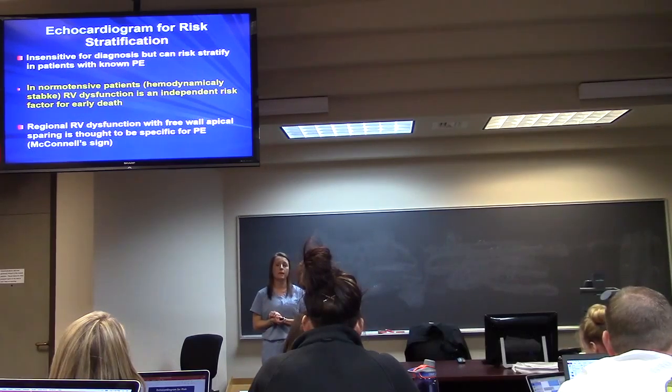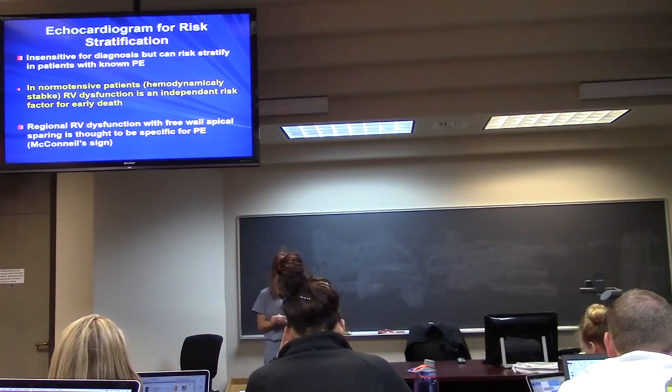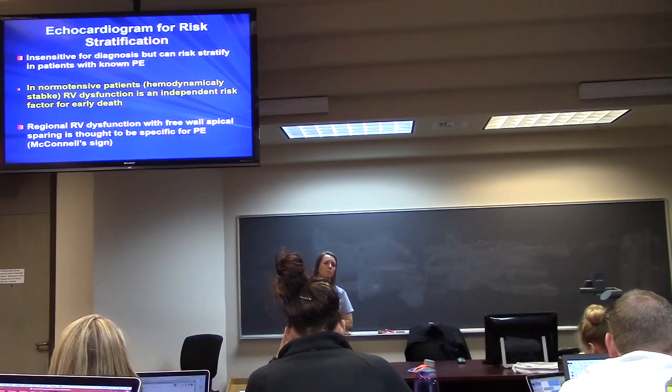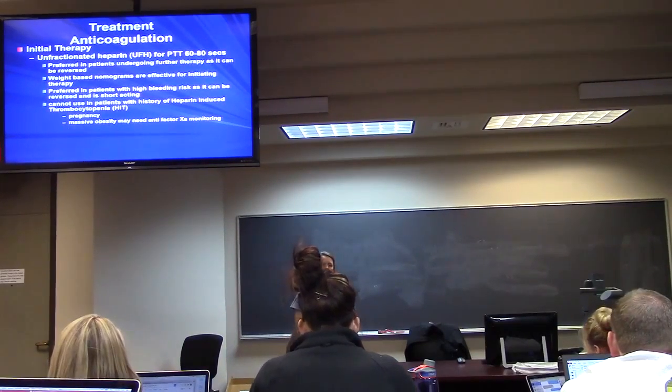This McConnell sign, never heard of it, you'll never hear of it, but RV dysfunction with apical wall sparing, I think that's probably a medical board question, but not something good. So what do you do first? When you find out that somebody has a PE, the first thing you do is anticoagulate them.